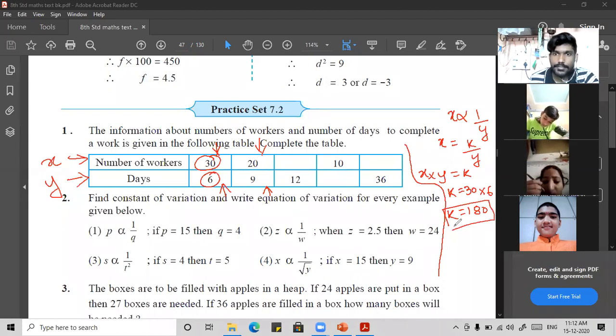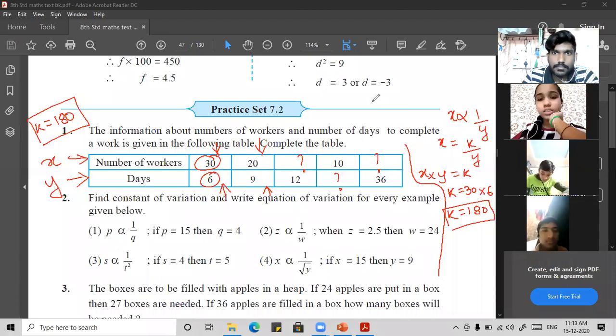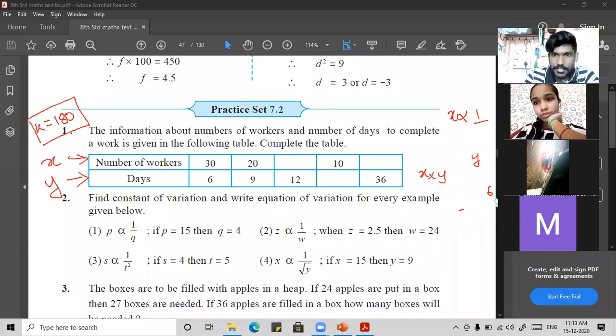Now once we have found out the value of K, so I'll just write here, K is 180. Now since we have found out the value of K, now we can find out these blanks here. This first one, second one, and third one. Up to here, is it clear? Yes, sir. Okay. So now let's find out the value in the first blank. So I'll just erase this.